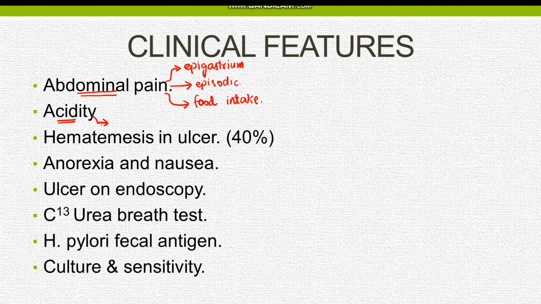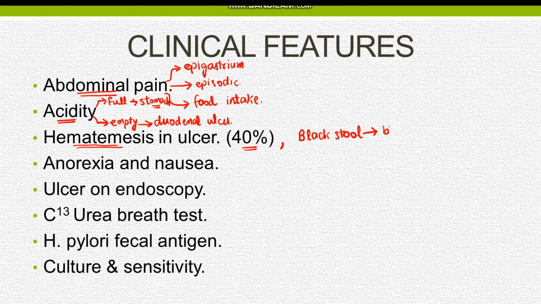If acidity occurs while the stomach is empty, in most cases it refers to a duodenal ulcer. And if acidity occurs after food intake, it is related to a stomach ulcer. There is often bleeding from the ulcers, resulting in hematemesis in almost 40% of the cases, and tarry black stool indicates a bleeding ulcer. The patient might also have anorexia and nausea.